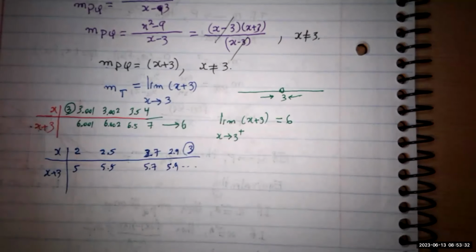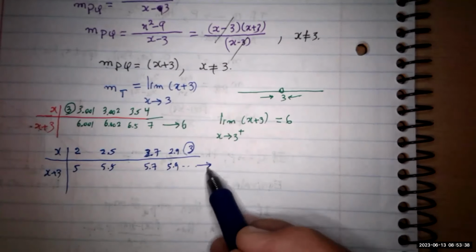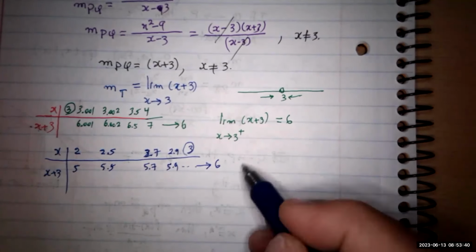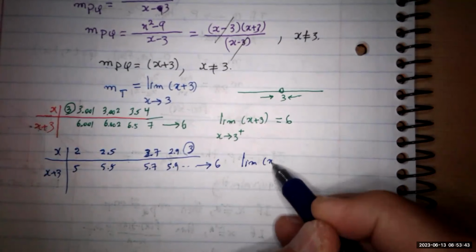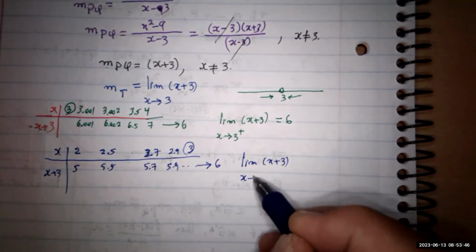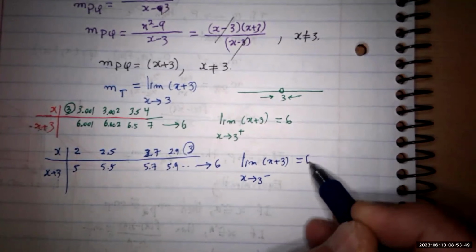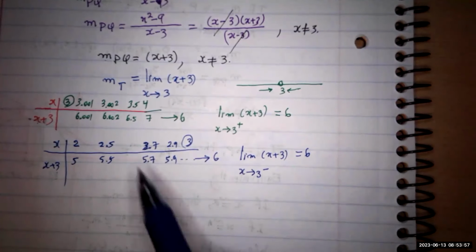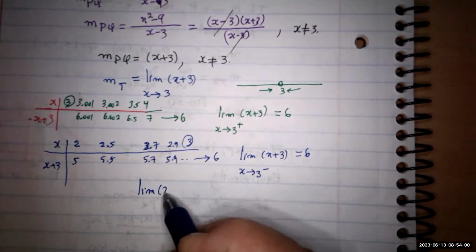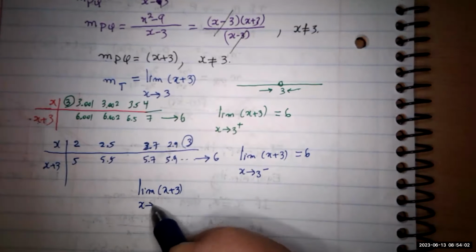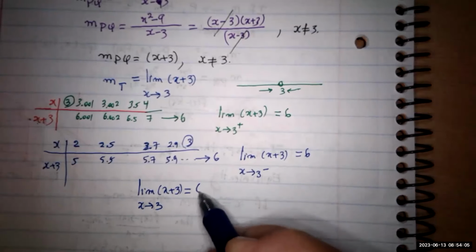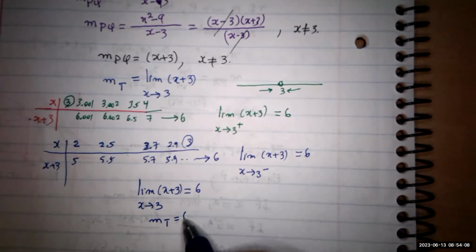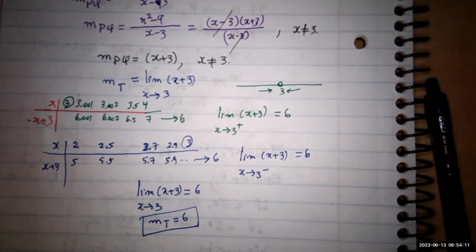As you can see, again, when you round up these numbers, this would round up to the 6 again. So from this direction, from the smaller values, x goes to 3 negative, that gives you 6 again. We say that from the right and the left, we just estimated with some numbers, and we end up with the 6. So the conclusion is that the limit of x plus 3, when x goes to 3, is going to be equal to the 6, and the 6 would be the slope of the tangent. Any question?